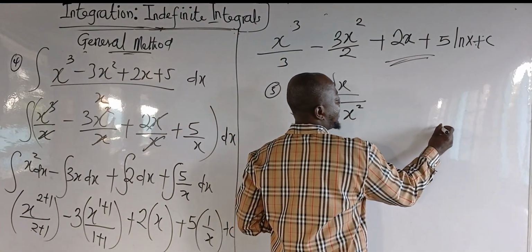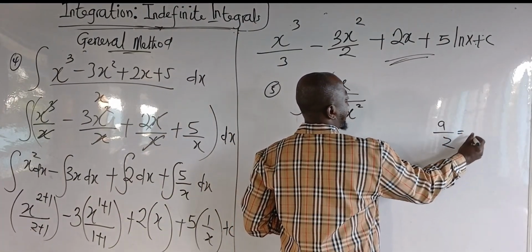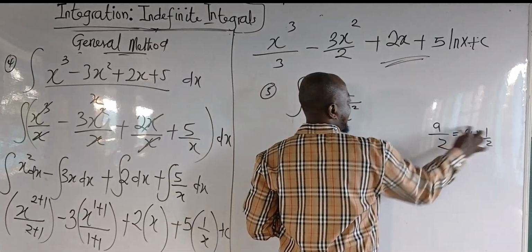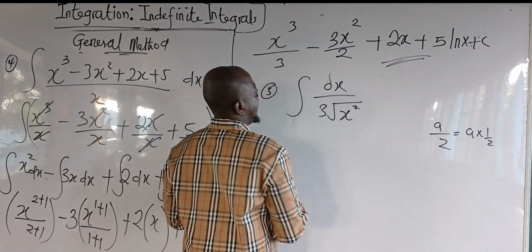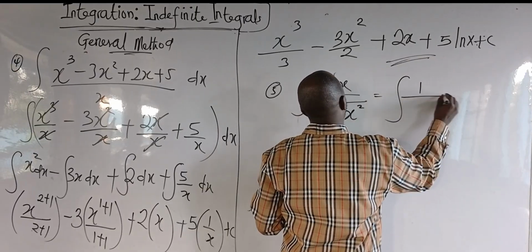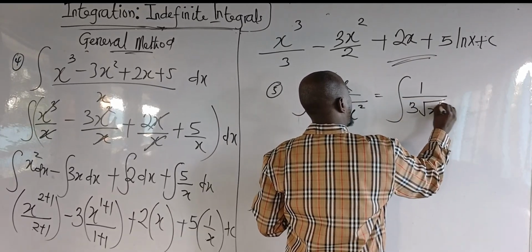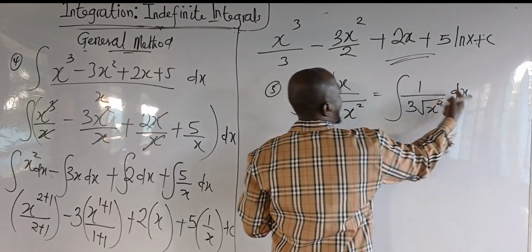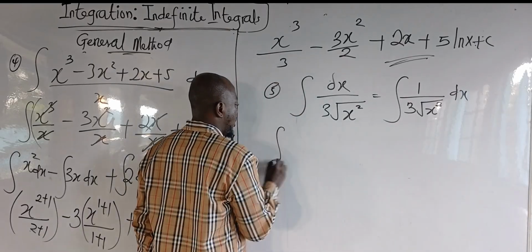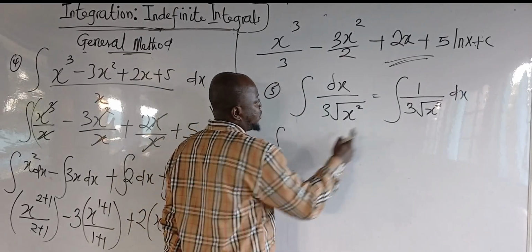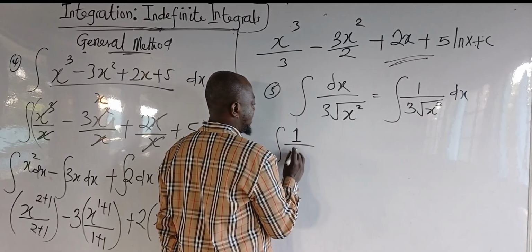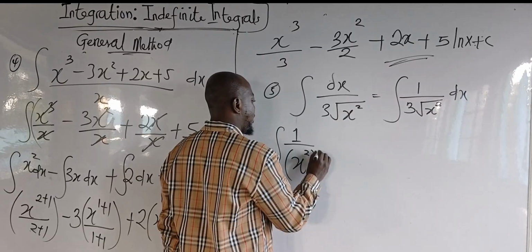Hope you know that if I have a over 2, I can also write it as a times 1 over 2. They are the same thing. Yes, so 1 times a gives you a back over 2. So here, this is the first thing I'm going to do here. I'm going to have that here becomes 1 all over 3 root x squared. Then I'll have the x here. So 1 times dx will give us dx back. So from here now, when you remove this root first, you're going to have that 1 all over x squared all raised to the power of 1 over 3.